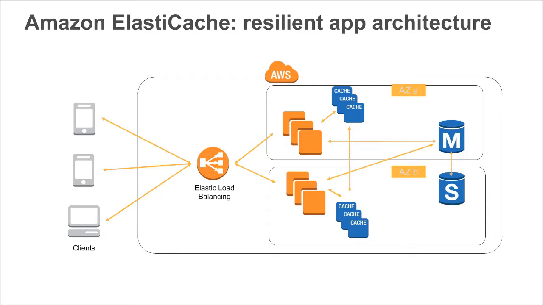By building resilient application architecture across multiple AZs, you're able to not only improve your read performance for your database, but also elastically scale across multiple AZs and still take advantage of high availability capabilities that you can build with your application architectures.